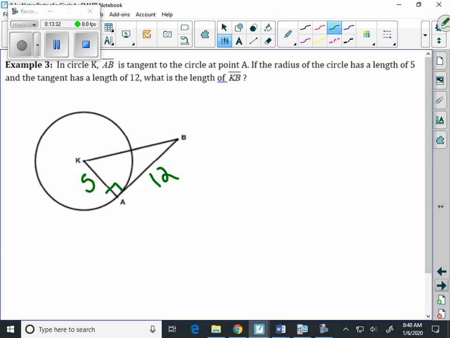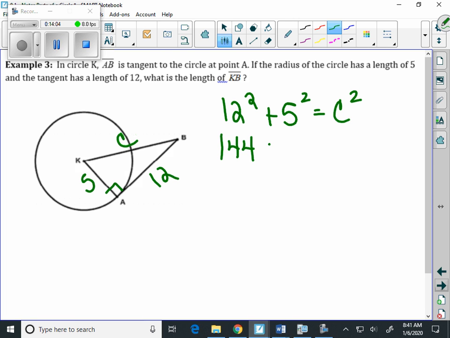What we want to do is find the length of KB, but when we see a right triangle in this problem, what we should automatically think is Pythagorean theorem. And that's what we're going to do. I'm going to call this length C, and we're going to set up 12 squared plus 5 squared equals C squared. Side squared plus side squared equals hypotenuse squared. And that length of C is the hypotenuse. It's across from the right angle.